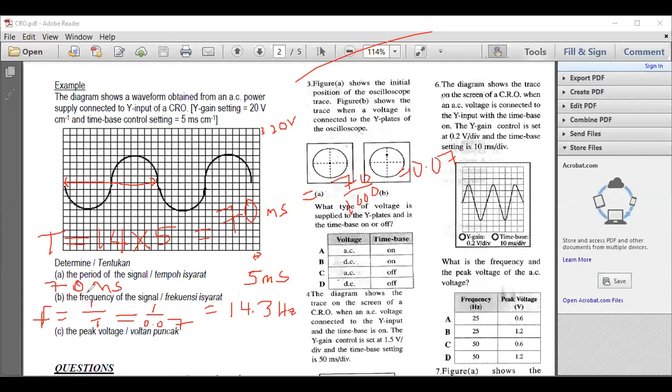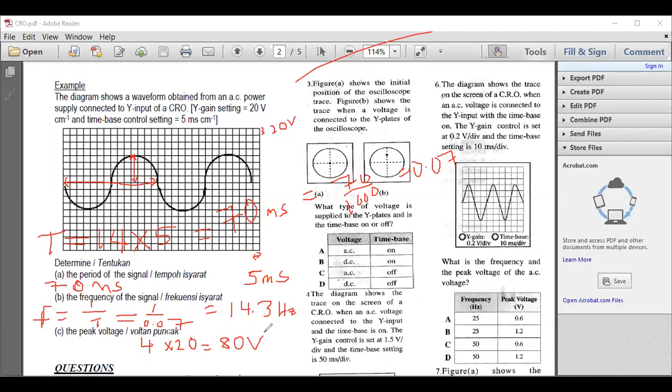Now question C, what is the peak voltage? Now the peak voltage is like your amplitude. What is the maximum voltage? Now how do you measure your amplitude? You measure from the middle to the top. Your amplitude is counted from the middle to the top. So we will measure like this. Middle to the top. So you have to count how many boxes are used. 1, 2, 3, 4. 4 boxes. So take 4 boxes, multiply by one box which is 20 volt. So times 20. The answer is 80 volt.